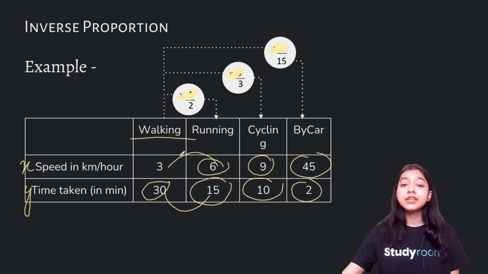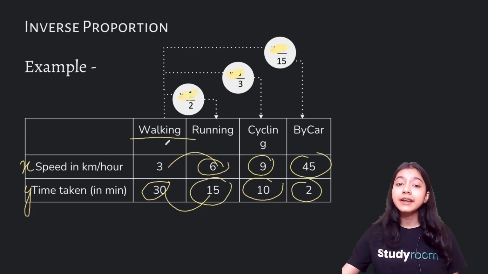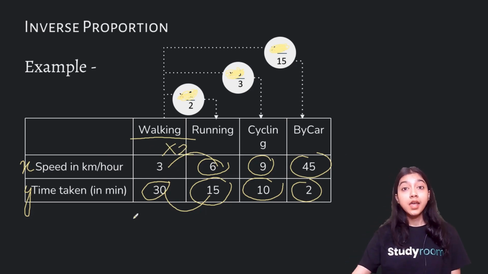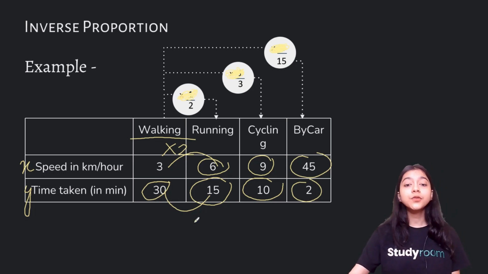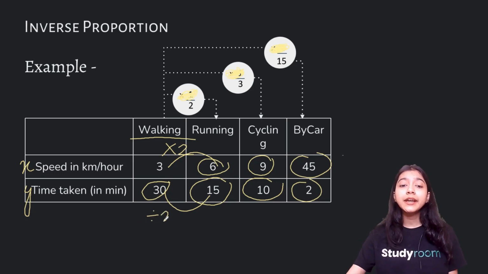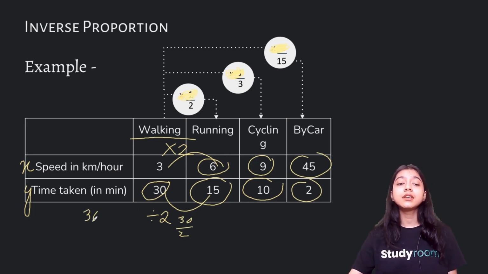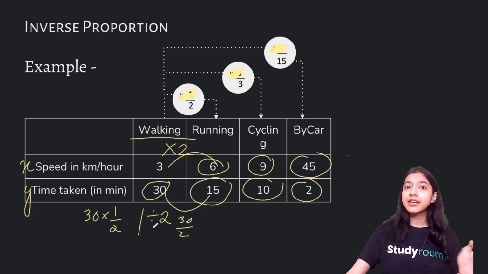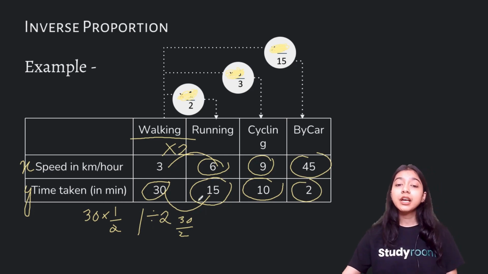When the speed is increasing from 3 km per hour to 6 km per hour, that means the speed is getting multiplied by 2. And the time is decreasing from 30 minutes to 15 minutes. That means the time is getting divided by 2. 30 divided by 2 gives us 15. Or we can say that the time is basically multiplied by 1/2. You can say in both ways that either the time is getting multiplied by 1/2 or divided by 2. Same thing.